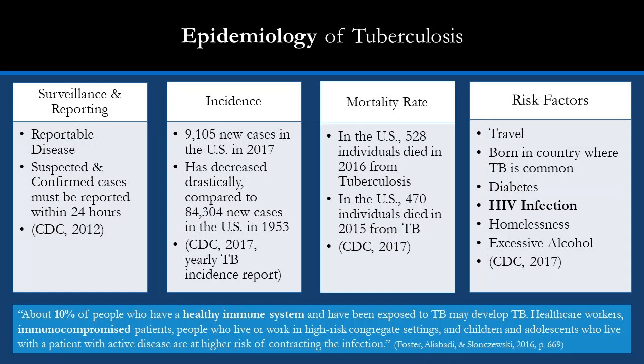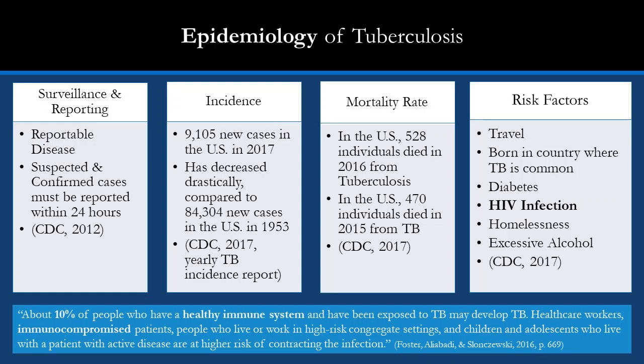The incidence, or number of new cases each year, has decreased overall, with only 9,105 new cases of TB in 2017. TB has been found to exist in all 50 states, with the largest prevalence in California, Texas, New York, and Florida. The mortality rate actually increased between 2015 and 2016. Risk factors include travel, being born in a country where TB is common, diabetes, HIV, homelessness, and excessive alcohol use.